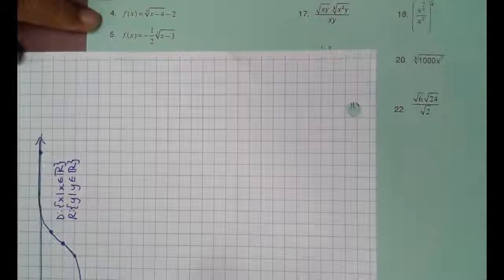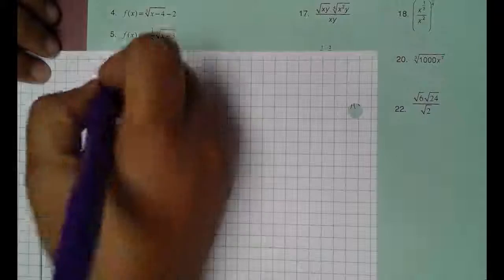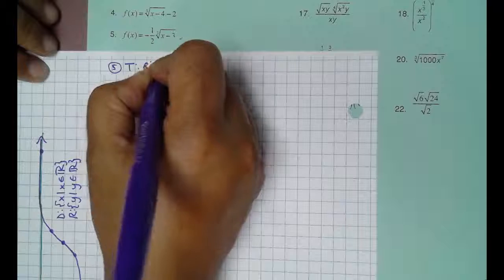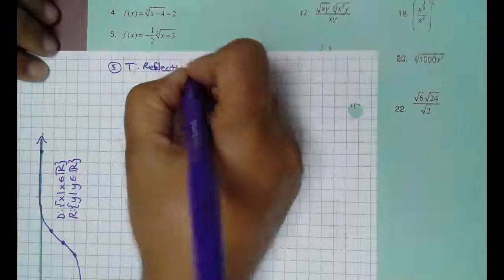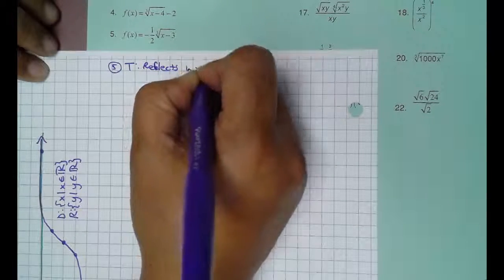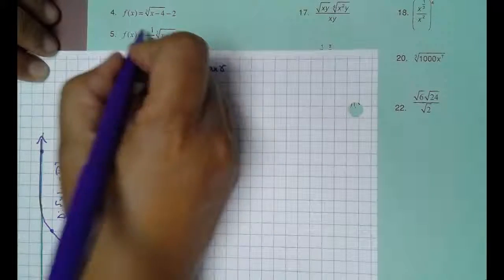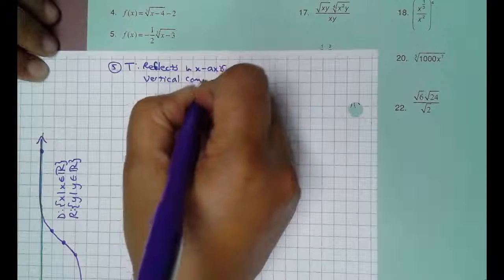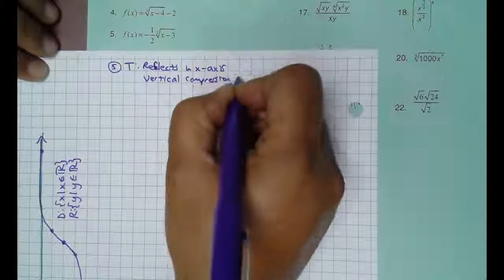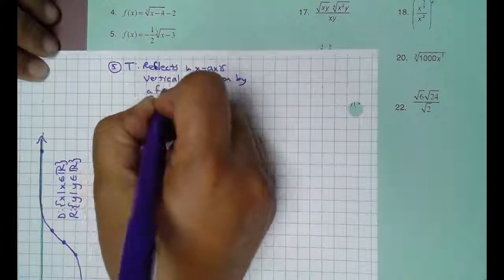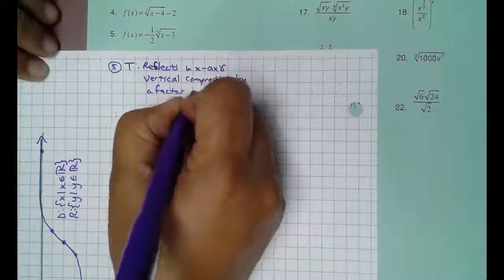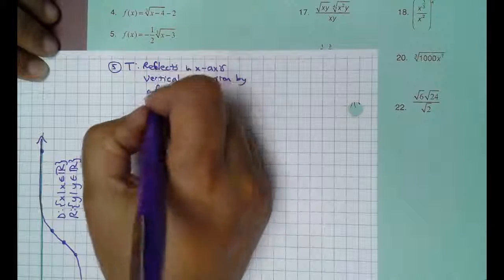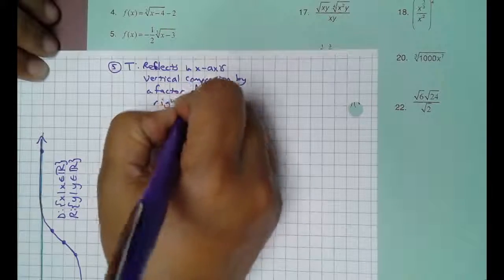Number 5, we happen to have a negative in front of there, so we're going to have a reflection in the x-axis. Yes, you have to write x-axis. The 1/2 does a vertical compression by a factor of 1/2. And then the -3, think opposite, so you want to go right 3.